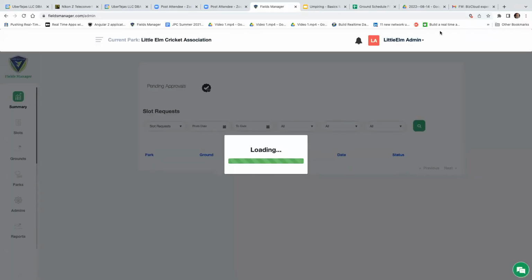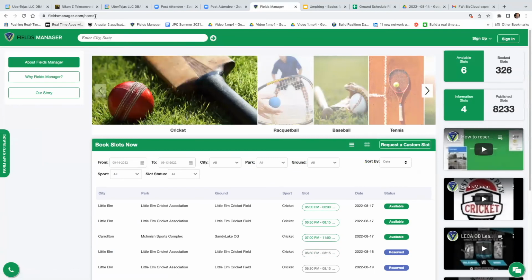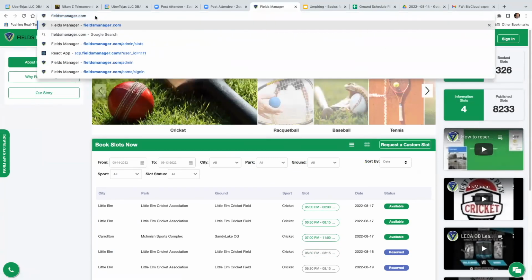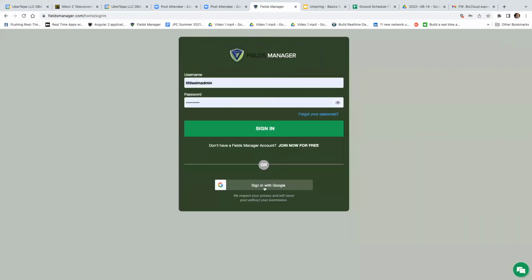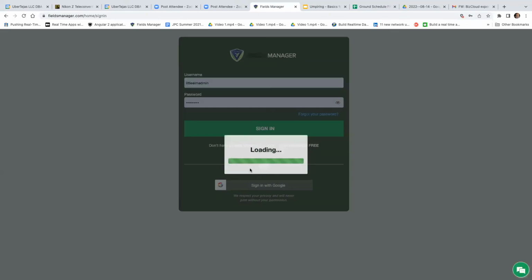Let me look at Fields Manager. I'm just going to log out. I'm going to go to fieldsmanager.com. I'm sure people who have been reserving slots have gone there. If you are signed up, that's great. If not, just sign in with your Google. It'll automatically sign you up to the platform.